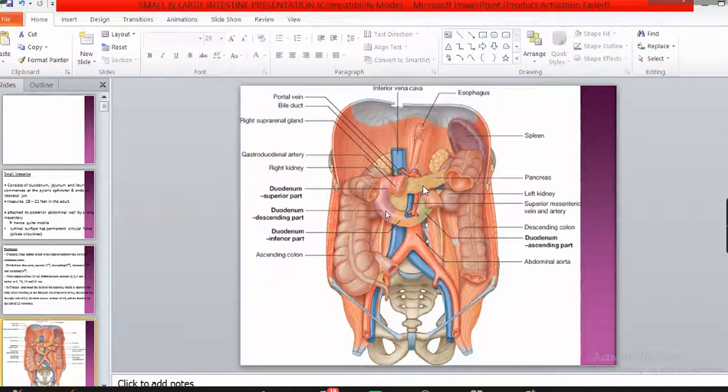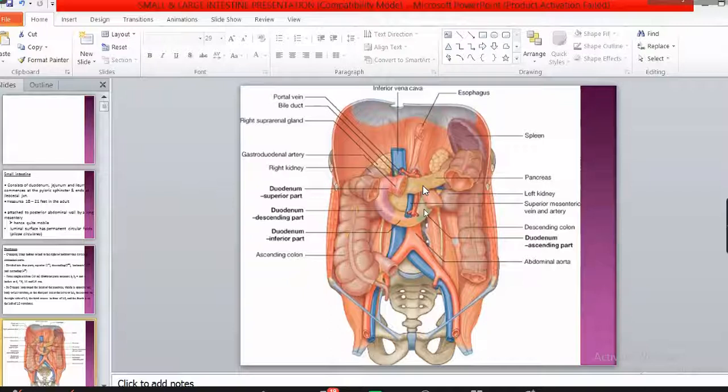Now, this C-shaped appearance encloses, medial to it, the head of the pancreas, as you see in the image here. So you have the head of the pancreas here, and then the tail of the pancreas is near the height of the spleen. Now, over the third portion of the duodenum, the inferior part, at the superior edge, you have the superior mesenteric vessels running above it over there.